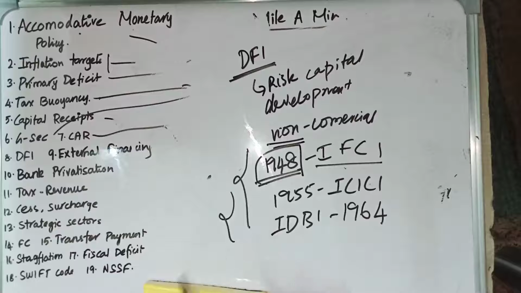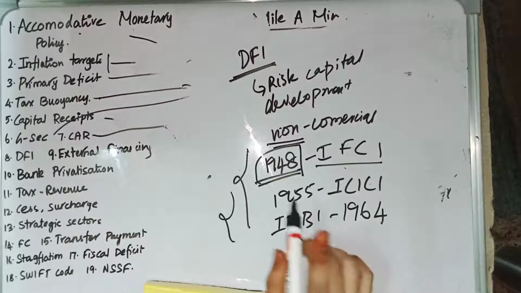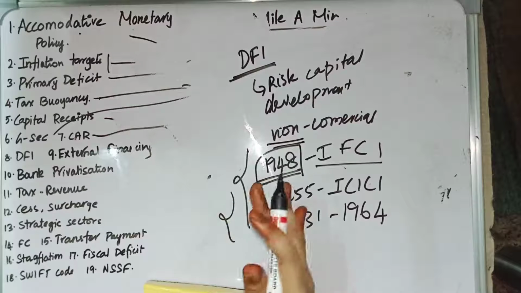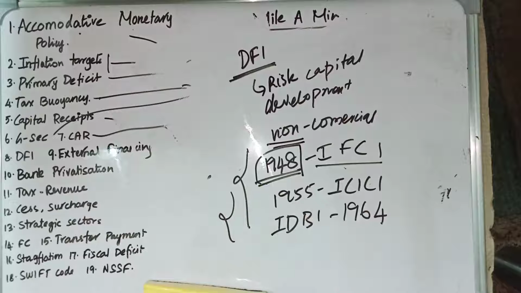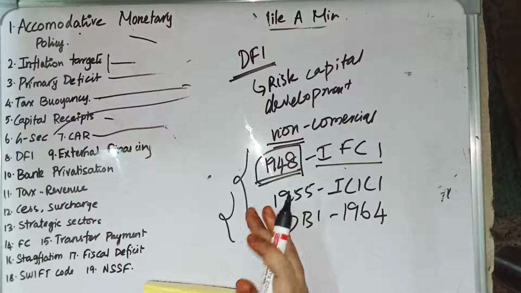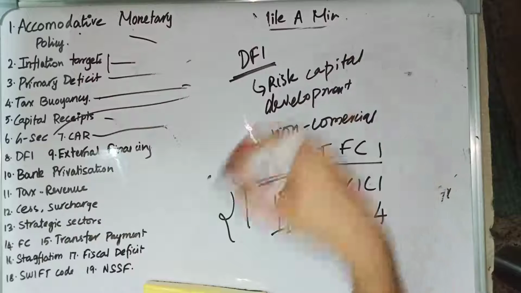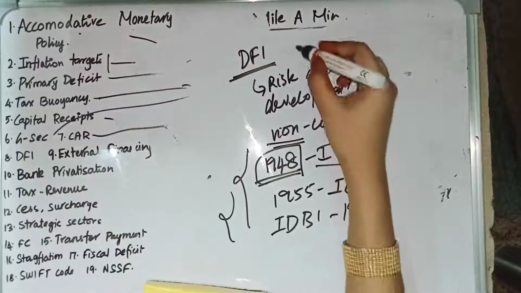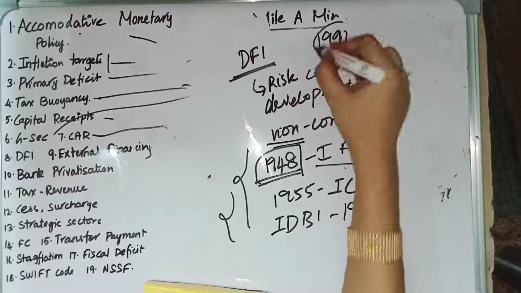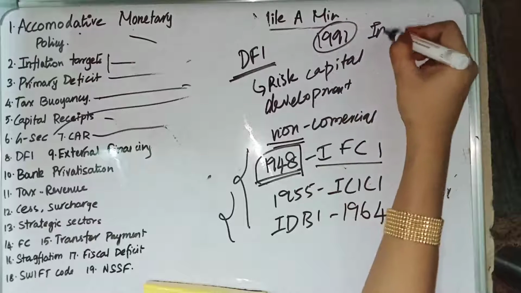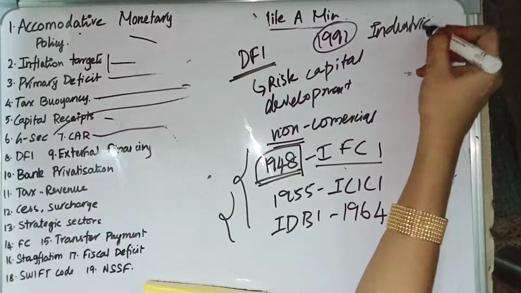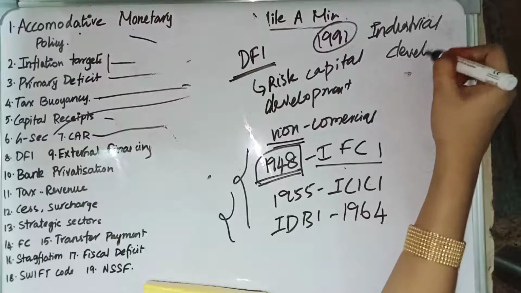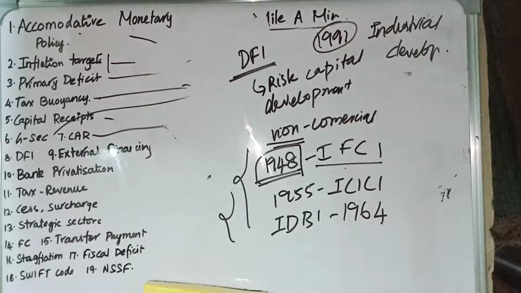These are some of the other developmental finance institutions. During the pre-liberalized era, that is before 1991, India had DFIs that were primarily engaged in the development of industry, so they focused more on industrial development. These are the things relating to DFI.